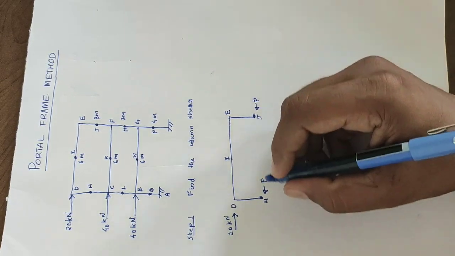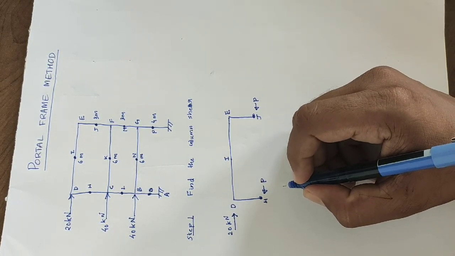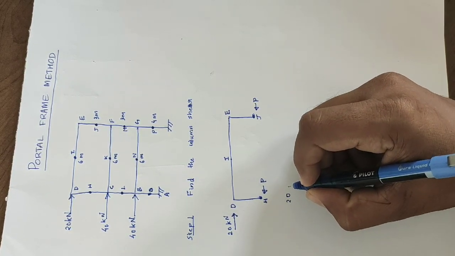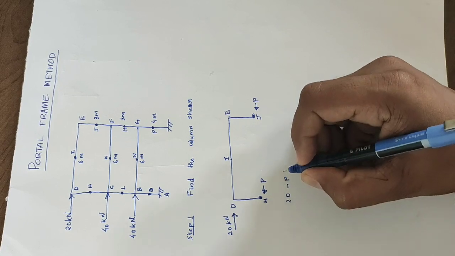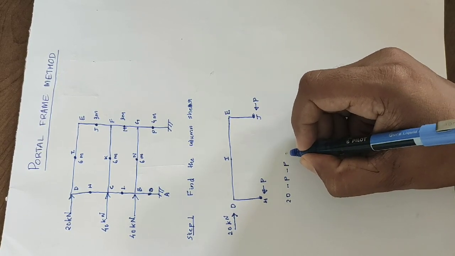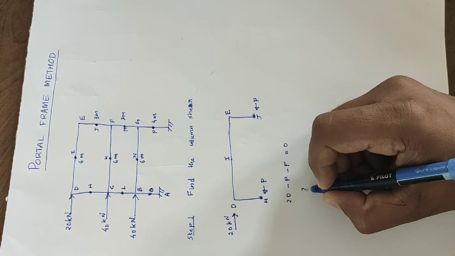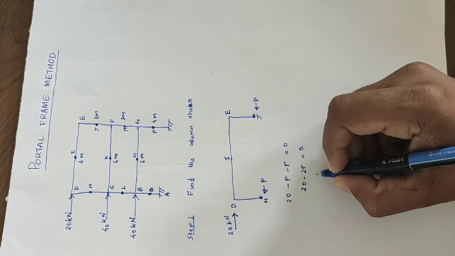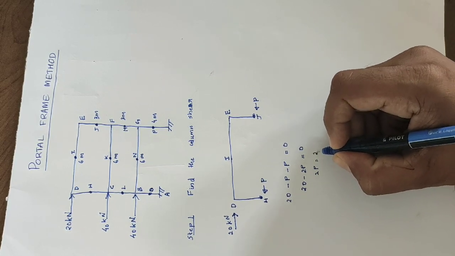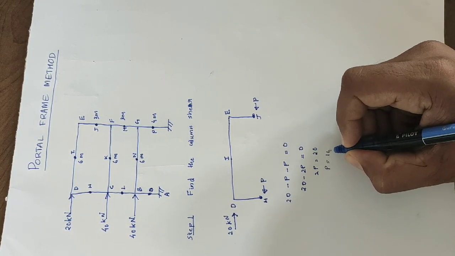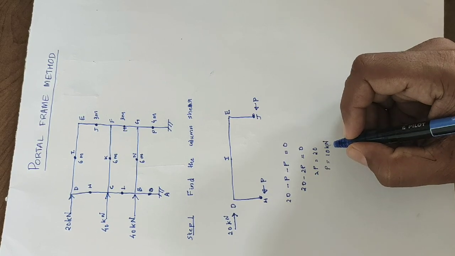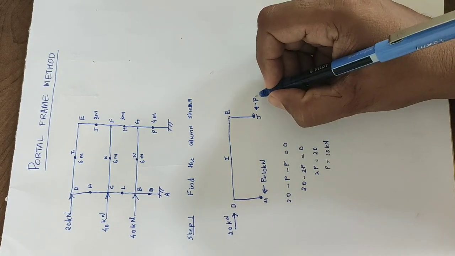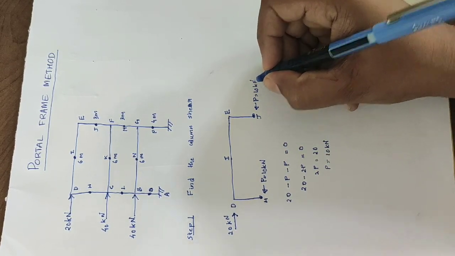So now we are going to write the sigma H is equal to 0 equation. 20 is acting rightward, so it is plus, minus P acting leftward, again minus P, is equal to 0. So you can say that 20 minus 2P is equal to 0. So 2P is equal to 20 and P is equal to 10 kilonewton. So you have found the internal column shear, that is 10 kilonewton, and here also it is 10 kilonewton.